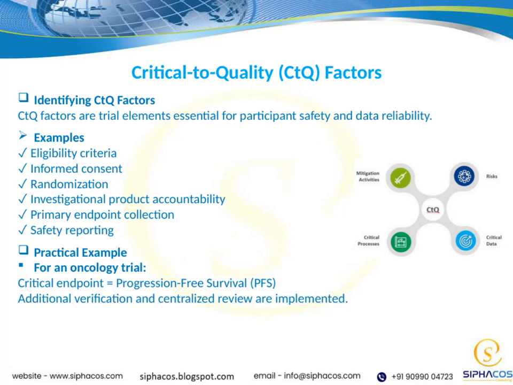When we talk about critical to quality factors, we mean the key elements in a trial that keep participants safe and ensure the data we collect is trustworthy. These include things like eligibility criteria, informed consent, randomization, and keeping track of the investigational product. Also, collecting the primary endpoint and reporting safety issues are crucial. For example, in an oncology trial, progression-free survival is a critical endpoint. To protect its integrity, extra checks and centralized reviews are put in place.